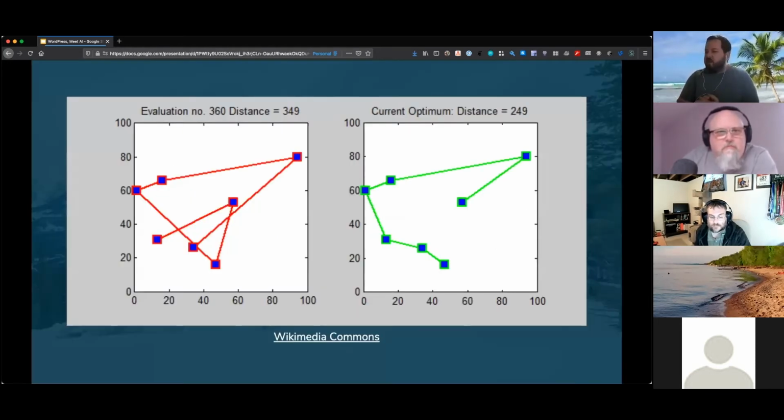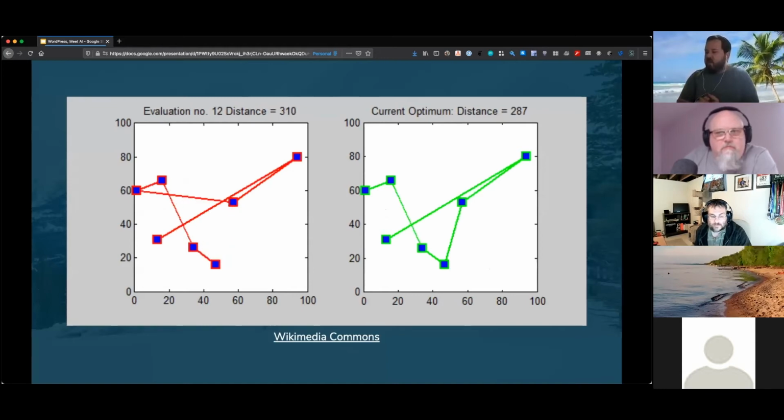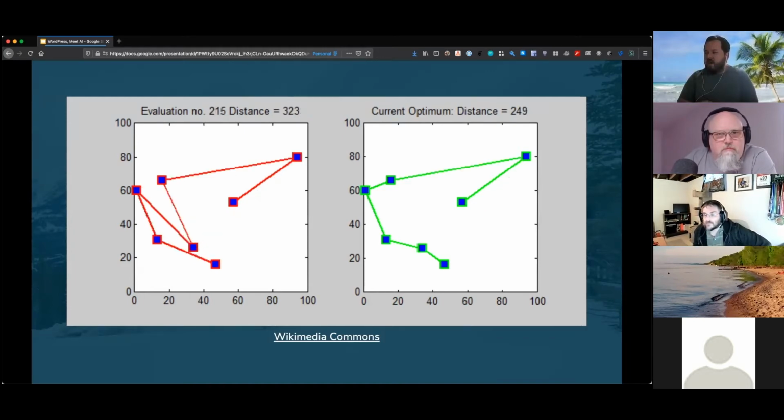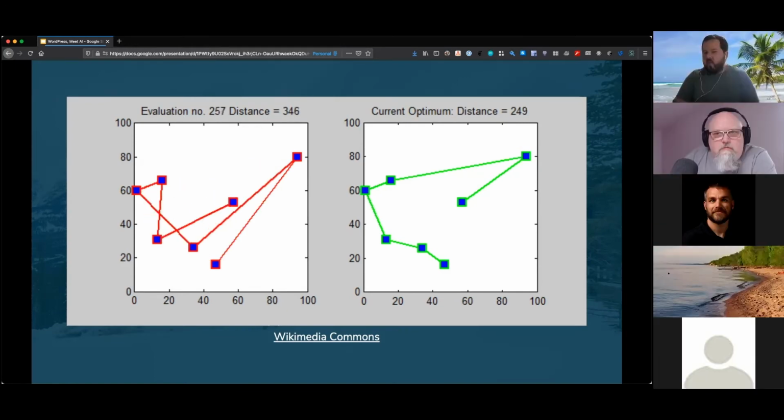So for example, here's a visualization from Wikipedia showing several candidates on the left-hand side for a traveling salesman problem solution, in this case with just 7 cities. And on the right-hand side, it is showing the current optimum, the best path that the algorithm has found so far. The advantage of this is that there is a limit to calculation, to the processor power for how we can actually calculate a solution to this problem through brute force.